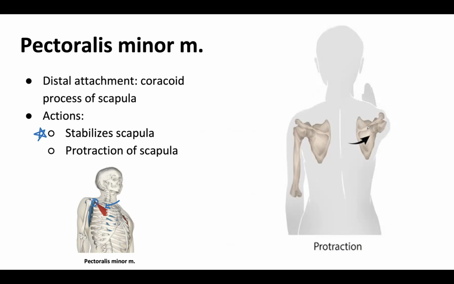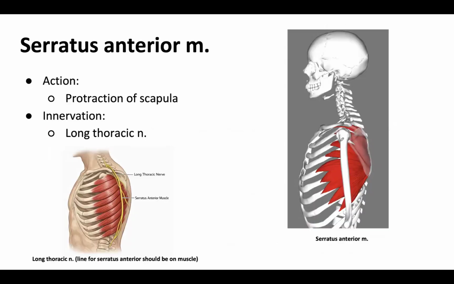Protraction causes the scapula to move more anteriorly and away from the vertebral column. And this is an important motion in pushing exercises. But pectoralis minor is not typically the prime mover for protraction. It is this serrated shaped muscle on the side of the thorax called the serratus anterior. This is a strong and powerful muscle. Sometimes you hear it referred to as the boxer muscle because boxers will often have very robust serratus anteriors because they use it so much in punching forward.